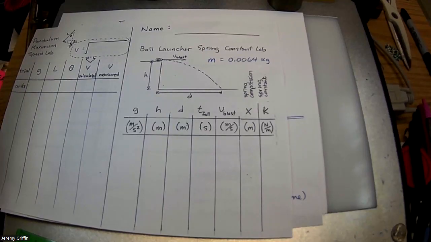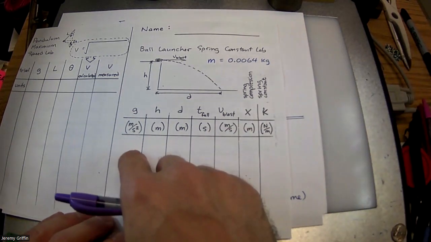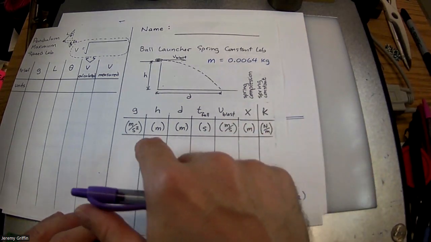All right, record is rolling. We're back from outside in the lab. You guys have your data, so I will take you through the process to solve for the spring constant.